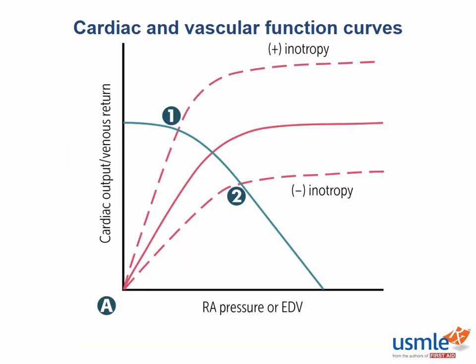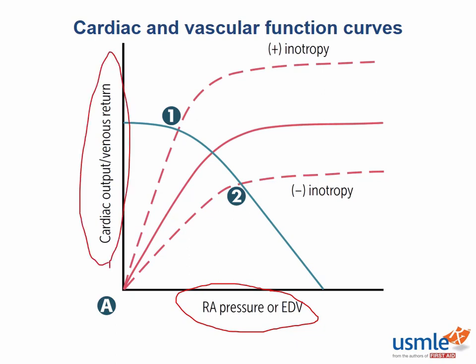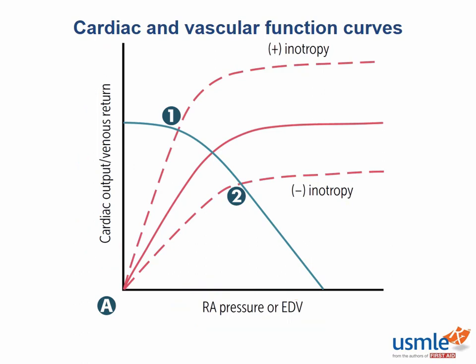So now let's break down this graph. On the x-axis, we see the heart volume, which is represented here by right atrial pressure or end diastolic volume. Up here on the y-axis, we see cardiac output / venous return. This is a little bit confusing because the right atrial pressure and the end diastolic volume don't have anything to do with each other. But the key thing is that the right atrial pressure corresponds to the venous return on the y-axis, and the end diastolic volume corresponds to the cardiac output on the y-axis.